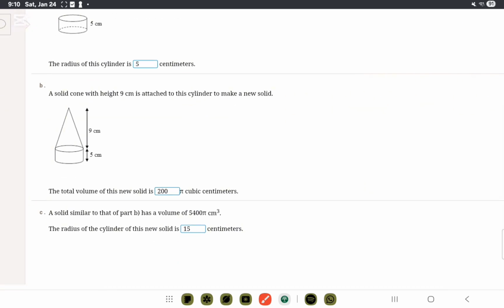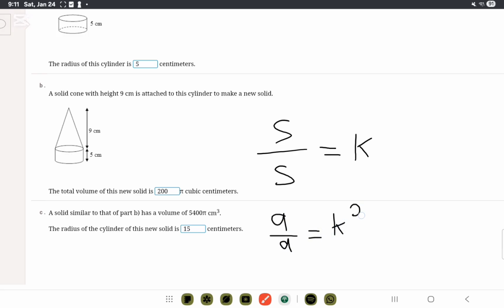125 pi, don't forget the pi. Anyways, a solid similar to that has a volume of 5,000. Okay, so what you need to do is, side over side gives us a constant called k. Area over area gives us a constant k squared. And now volume over volume gives you k cubed. Okay, that's all you need to know for this. Now, by the way, it's old over new.